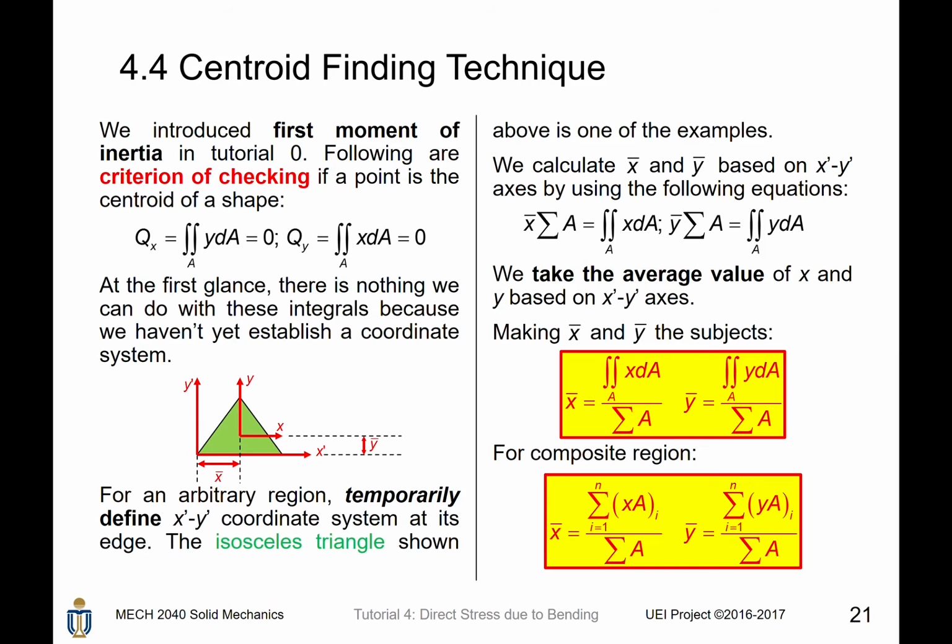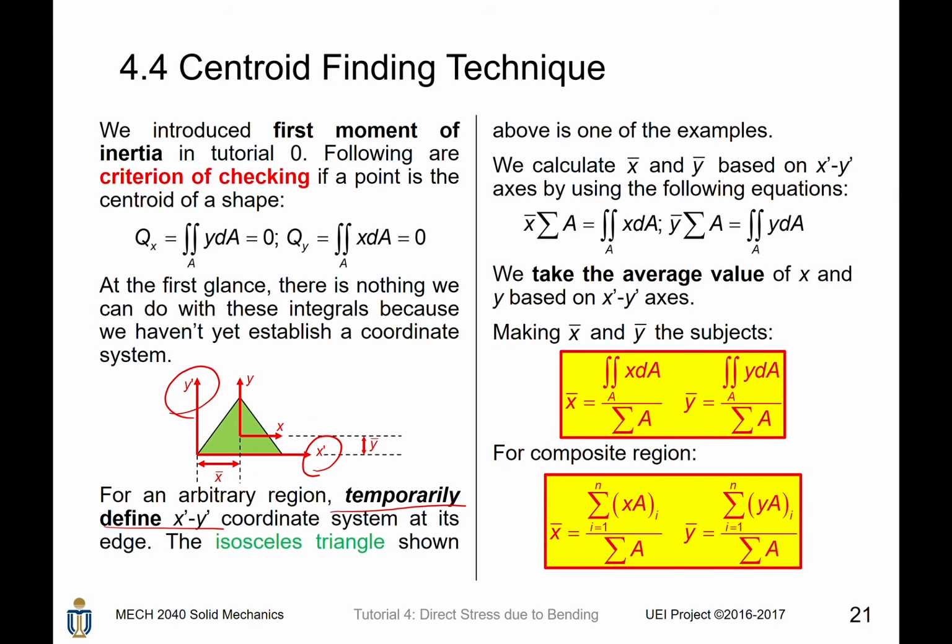To find the centroid, at first glance, we know nothing about where the centroid is. That means we cannot set up the x and y coordinate system. Instead, we try to construct an x prime and y prime coordinate system at the boundary of the shape such that we can find it by using some integration method or summation method. For an arbitrary region, we temporarily define an x prime y prime coordinate system at its edge. For example, for this isosceles triangle, we set up an x prime and y prime coordinate system here.